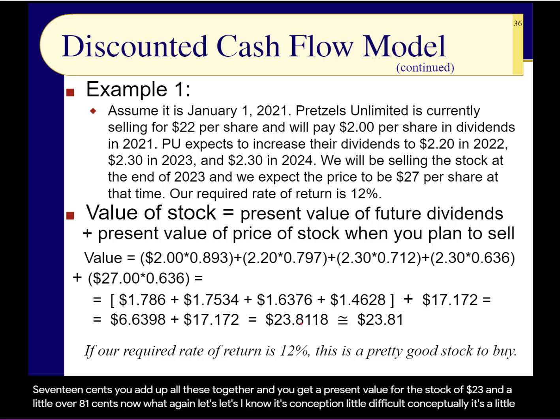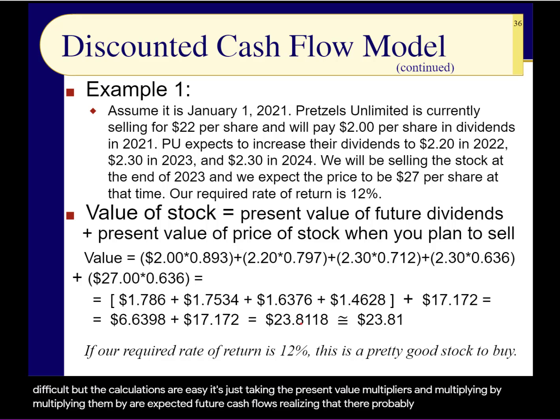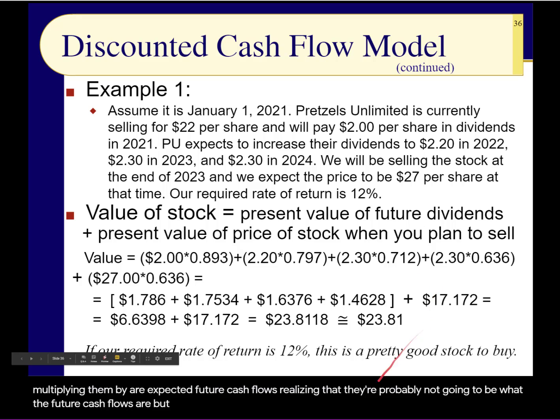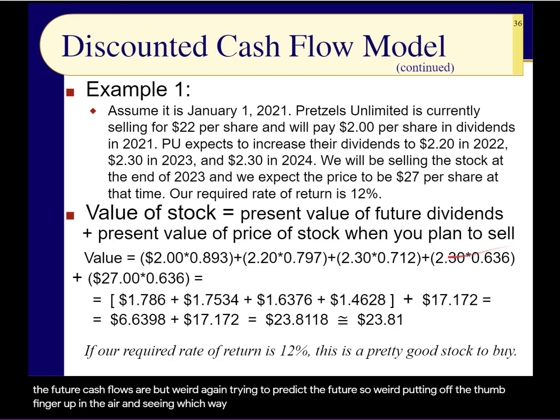Now, I know it's conceptually a little difficult, but the calculations are easy. It's just taking the present value multipliers and multiplying them by our expected future cash flows, realizing that they're probably not going to be what the future cash flows are, but we're trying to predict the future, so we're putting our finger up in the air and seeing which way the wind blows.